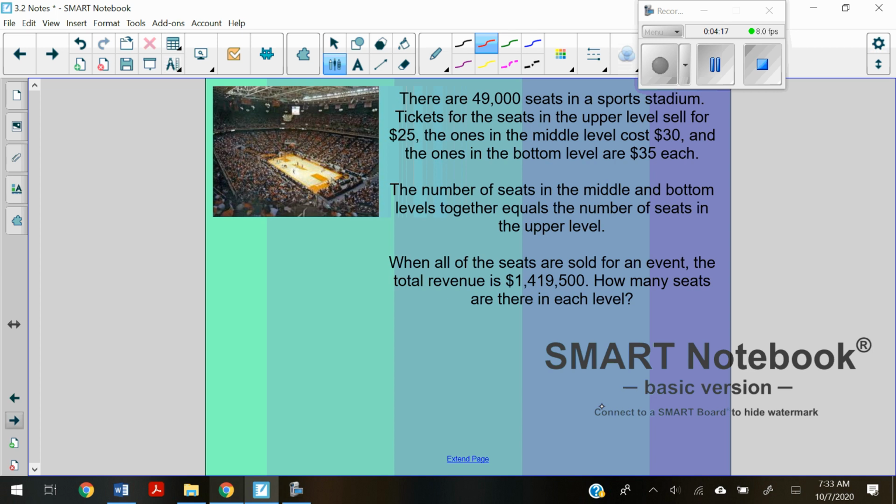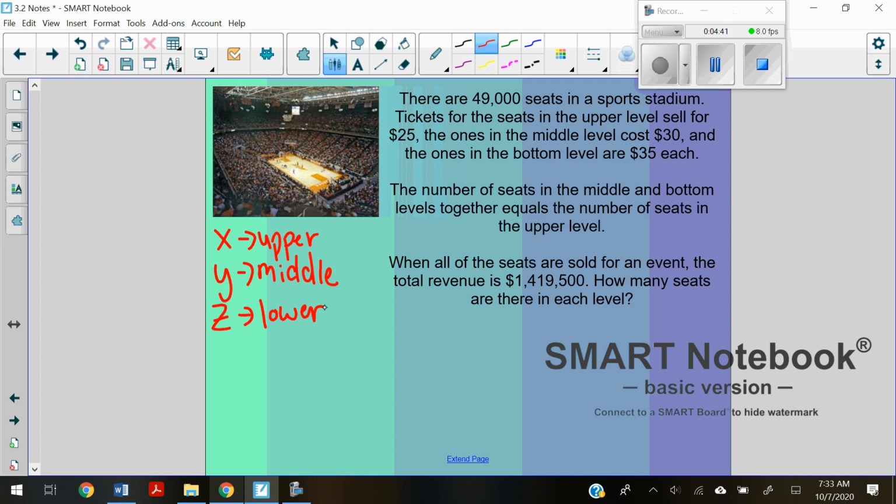All right, so the first thing we want to do is give some variables. So let's call x our upper level, y our middle level, and z our lower level. That's the number of seats on each level.